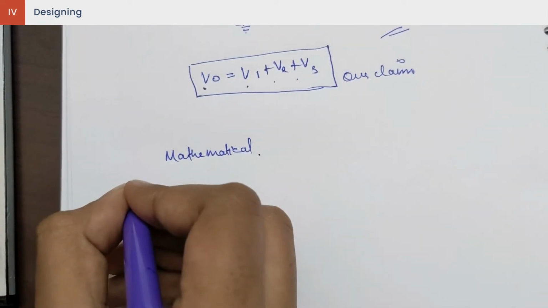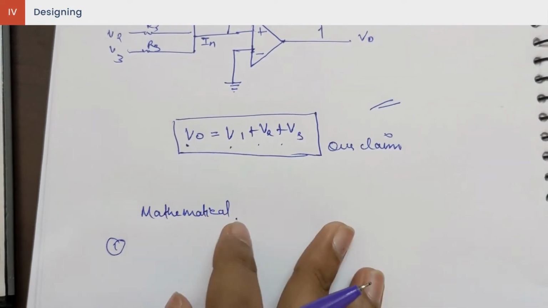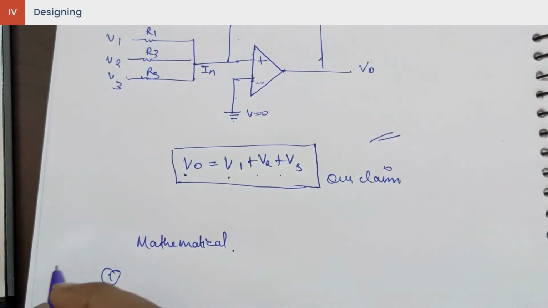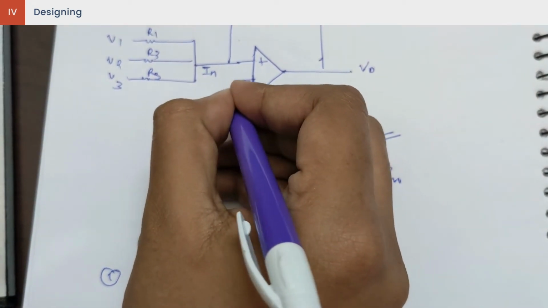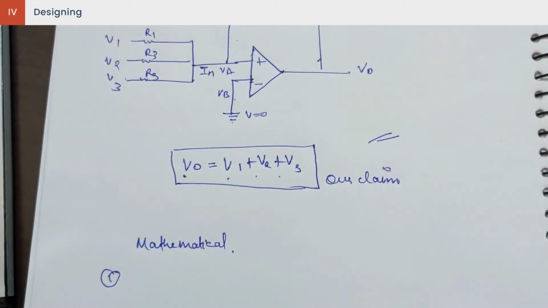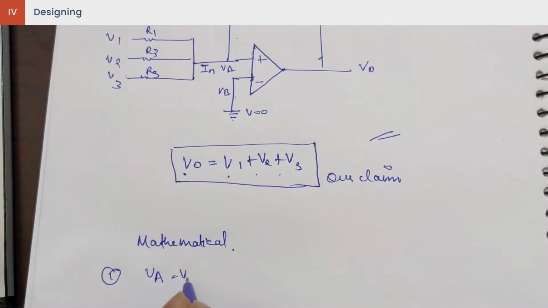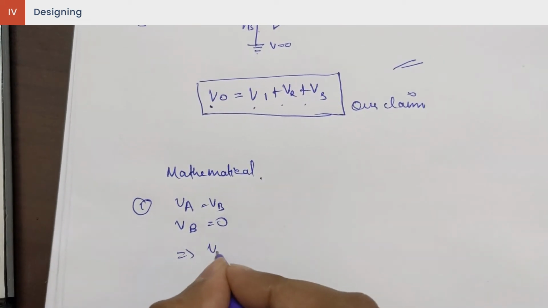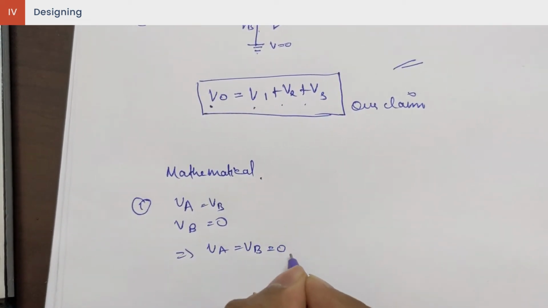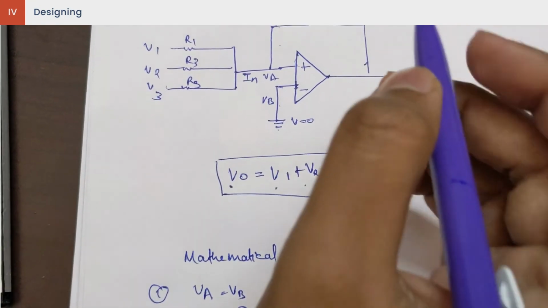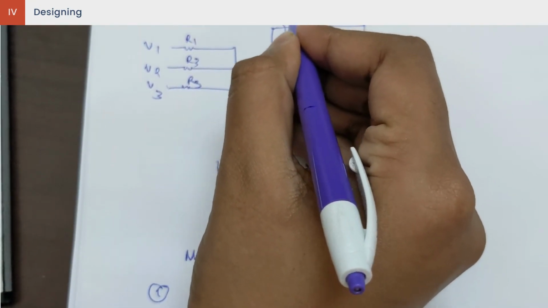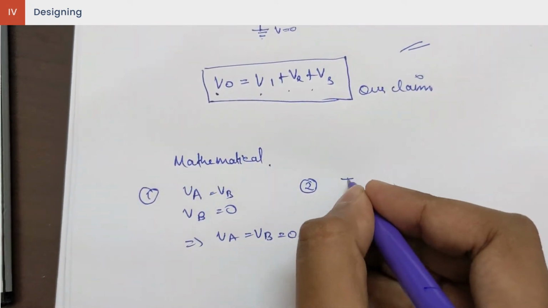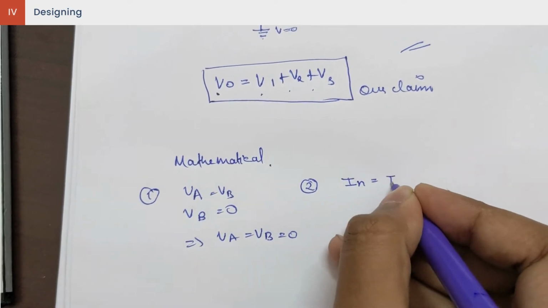Now let's use some concepts. The first which we'll use is the virtual ground concept. Here, as you can see, this is the virtual ground, which means here V equals 0. Let's call it VB and let's call the other terminal VA. So VA should be equal to VB, and if we know that VB equals 0, this implies that VA equals VB equals 0. Let us assume the current over here as IF. Since there is a very high impedance over here, the second point is that IN will be equal to IF.